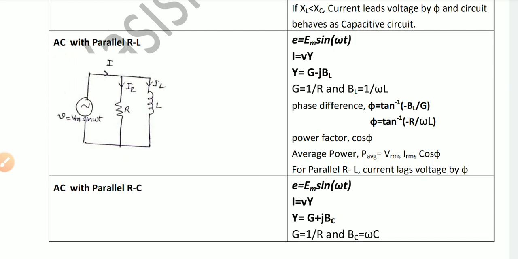Admittance Y is equal to G minus jBL, where G is nothing but the reciprocal of resistance, 1 by R, and BL is nothing but 1 by omega L. The phase difference is phi equals tan inverse of minus BL by G, and in terms of resistance and inductance, phi is equal to tan inverse of minus R by omega L. The power factor is called cos phi, and the average power is Vrms Irms cos phi. For a parallel RL circuit, current lags voltage by an angle of phi, where phi is tan inverse of minus BL by G.